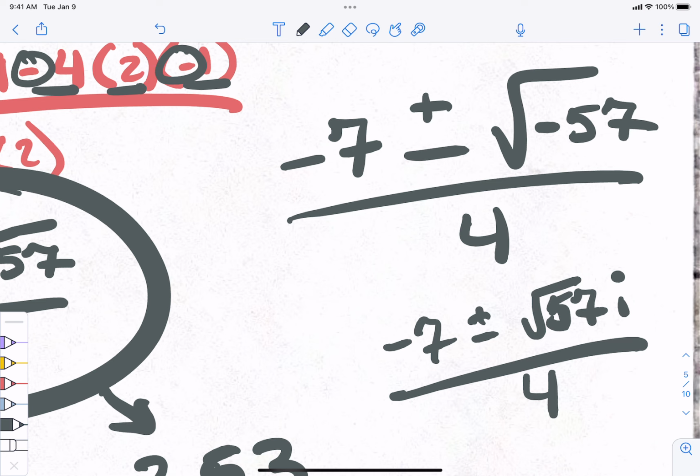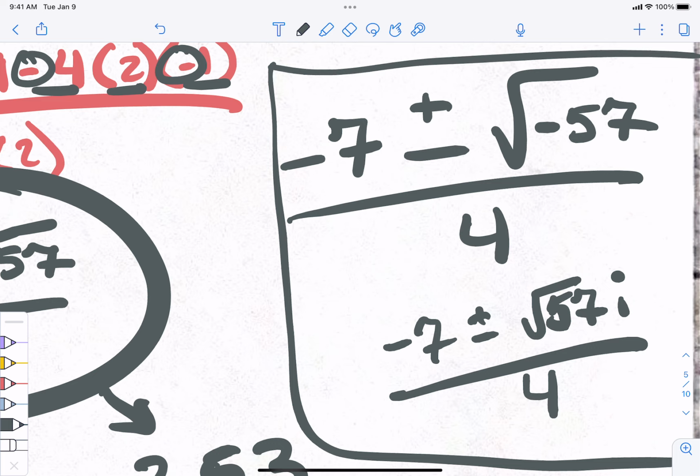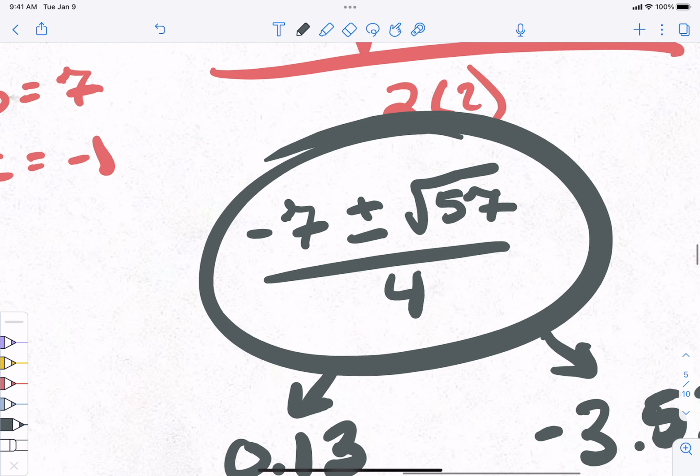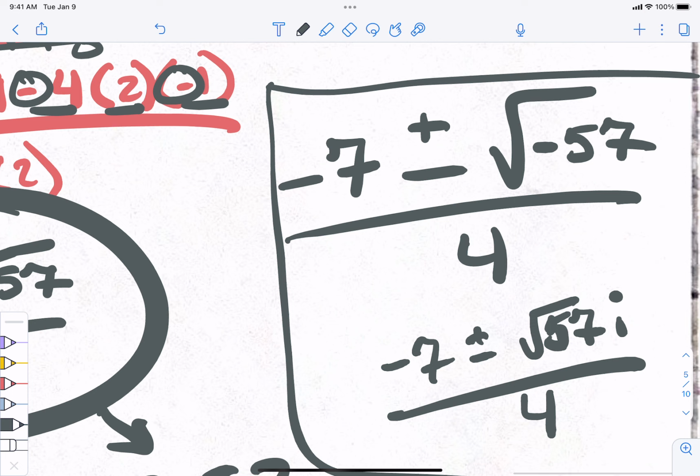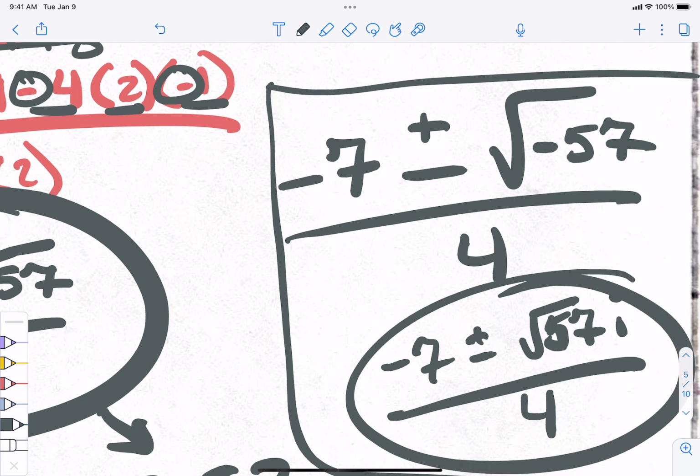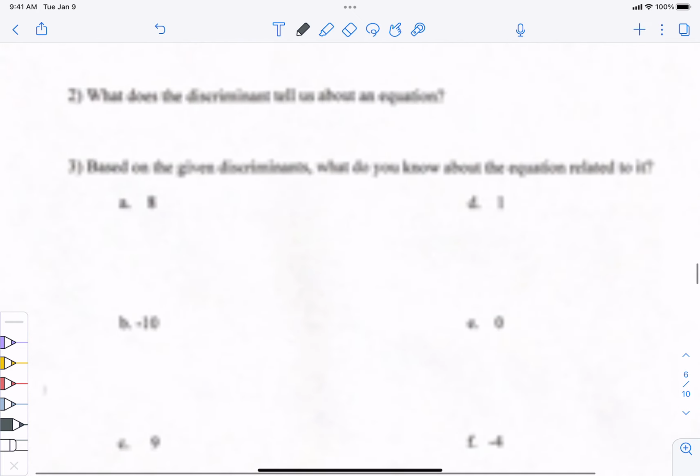So technically, our answers are two. This is a hypothetical. This is saying if it was negative 57 instead of positive 57, you would make it look like this. Square root of 57i. Okay? All right.